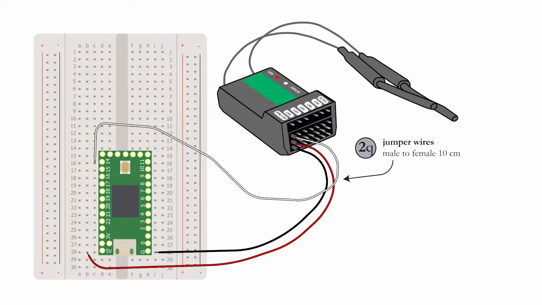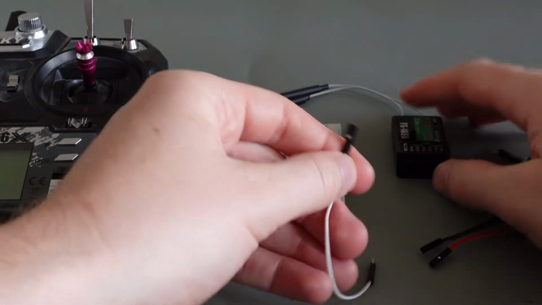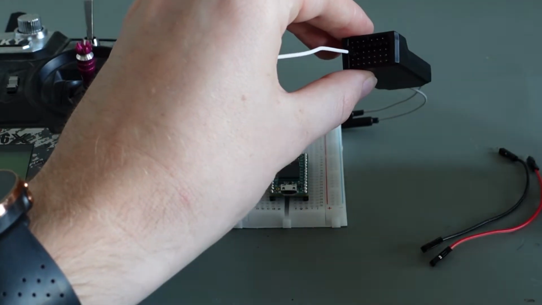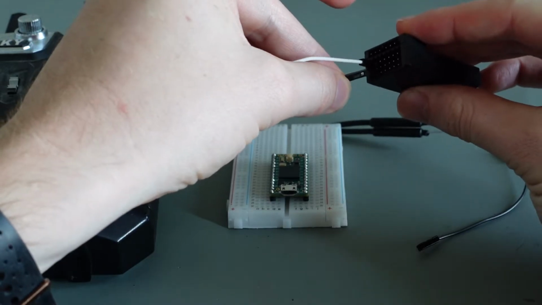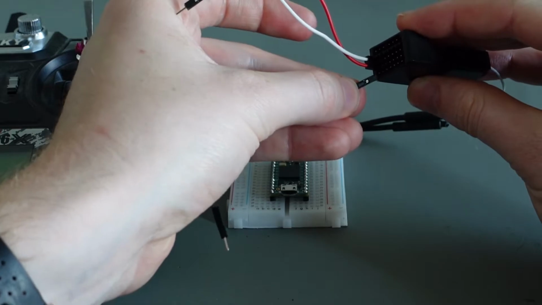To power the receiver, connect the 5-volt output and ground from your Teensy to the receiver. When doing the connections, make sure you connect the white signal cable with the second position of the PPM channel of the receiver, starting from the top. The 5-volt power cable has to be connected with the third position of the PPM channel and the ground cable with the fourth.